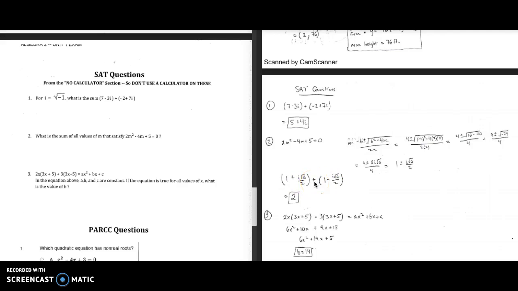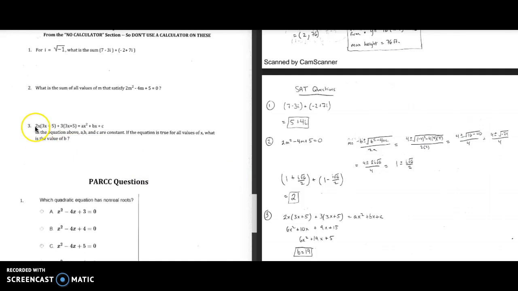The nice thing about this is when you find the sum of these things, the answer is really simple because this term and this term, one's positive, one's negative, they cancel out. This is just 1 plus 1, and the sum is 2.